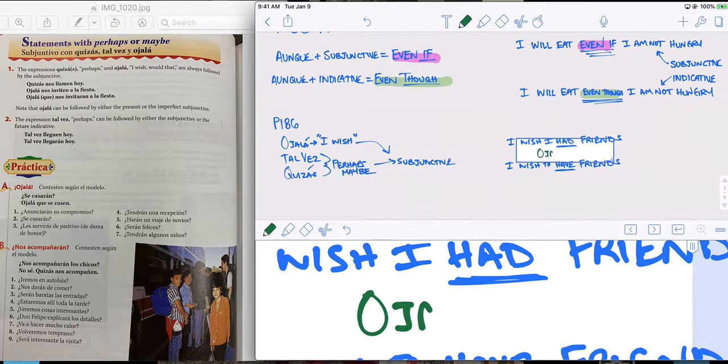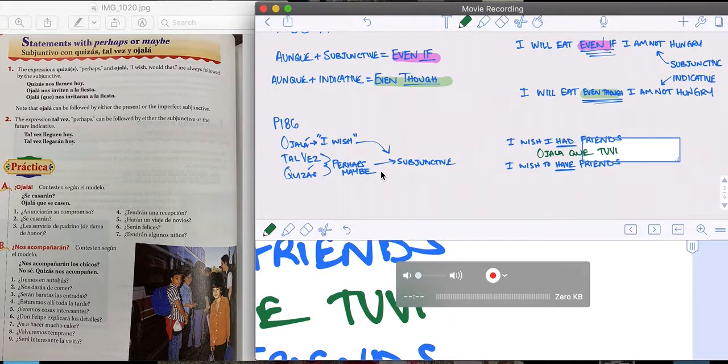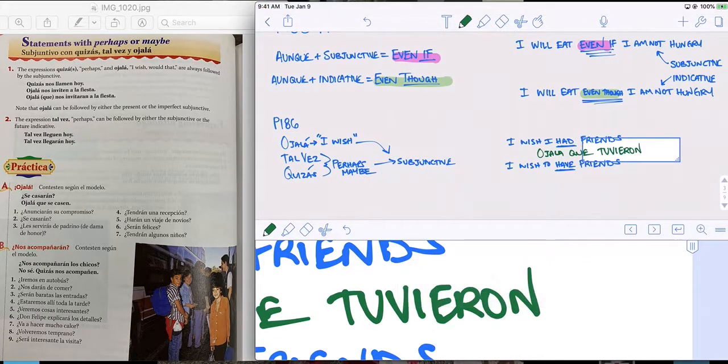So ojalá que. Now with tener in the past subjunctive, remember we start with our three P. So third person plural preterite of tener is tuvieron. And we drop that on like it's hot, and we add our subjunctive ending, which is tuviera. Ojalá que tuviera amigos.